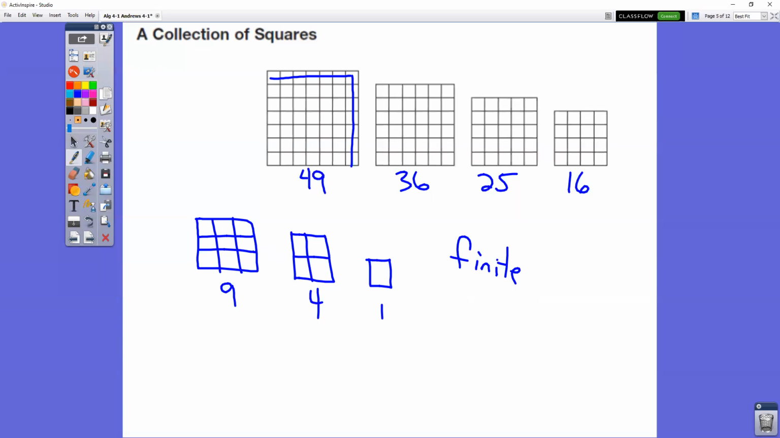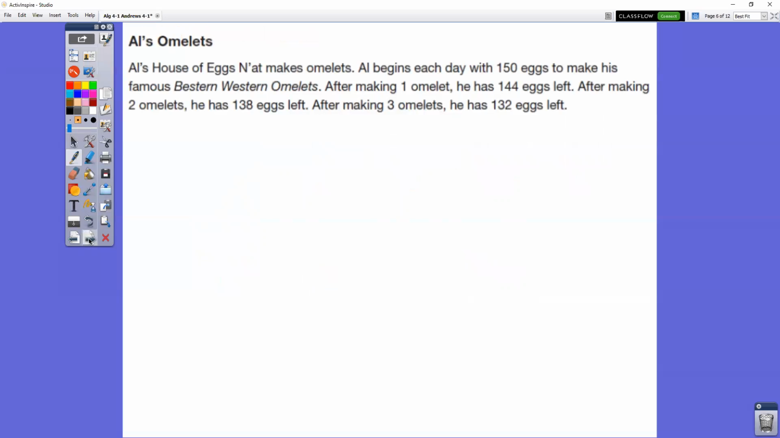So our pattern is we're losing the side and top row. These are really perfect squares. We're starting off at 7 by 7, losing a row each time. Or you could say this is really 1 squared, 2 squared, 3 squared, 4 squared, 5 squared, 6 squared, 7 squared. But we are definitely decreasing each time because the numbers are going down and they're perfect squares each time. Take a look at the next one.